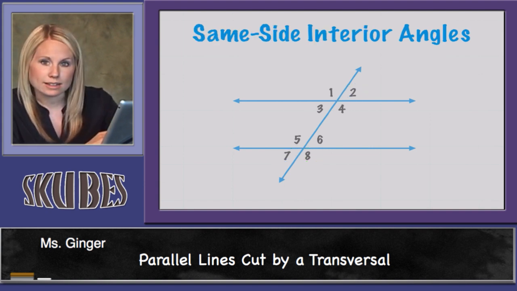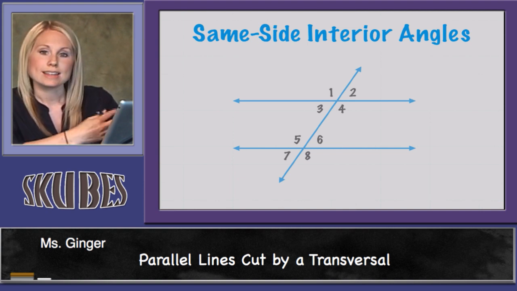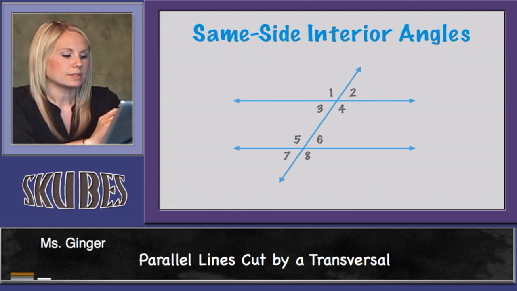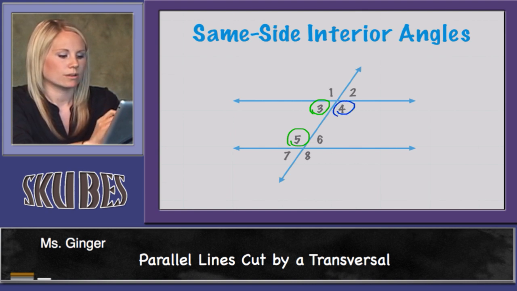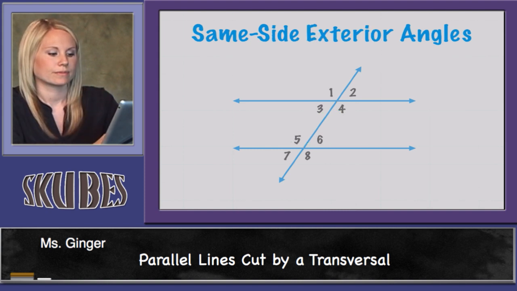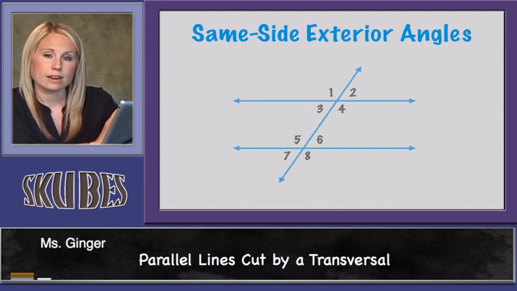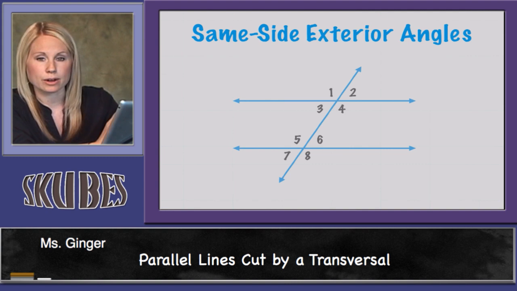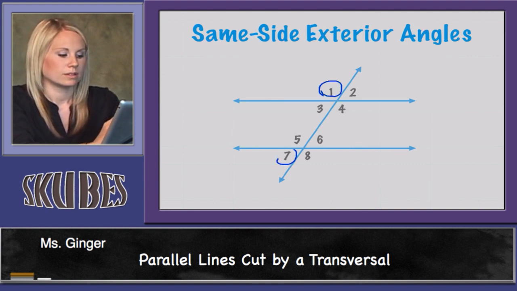Alright, moving on to same side interior. It is what it sounds like. We're going to be on the same side of the transversal, but inside the parallel lines. So same side interior could be 3 and 5 here, or 4 and 6. Those are on the same side, on the other side of the transversal, and inside the parallel lines. We can also talk about same side exterior. That is going to be on the same side of the transversal, but outside the parallel lines. So 1 and 7 would be an example of that, and also 2 and 8.